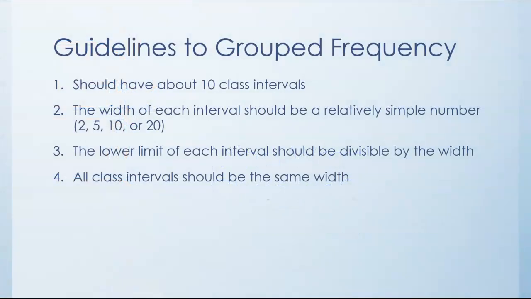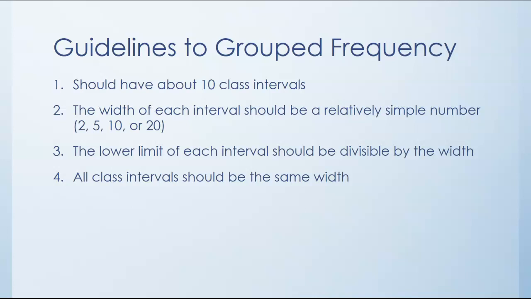So let's talk about the guidelines to grouped frequencies. Number one, you should have somewhere about 10 classes. We try to stay below 10. It doesn't have to be exactly 10. Sometimes you can have 7 or 9 or 8, but 10 is kind of what you shoot for. The width of each of your intervals should be a relatively simple number. We kind of stick with 2, 5, 10, or 20. 20 is a little big, but if you have a lot of data that's very widely spread, I can see where you would use the 20, but most of the time 2, 5, and 10 are usually our widths that we're going to go with.